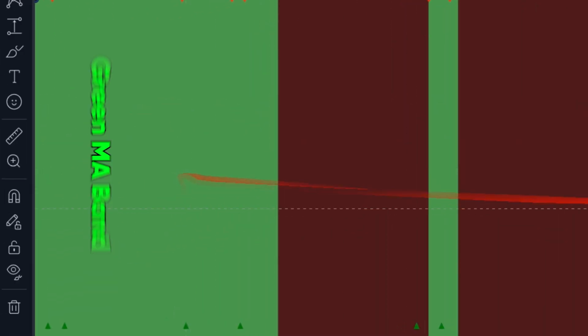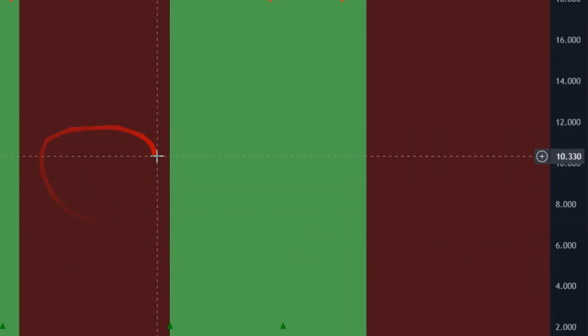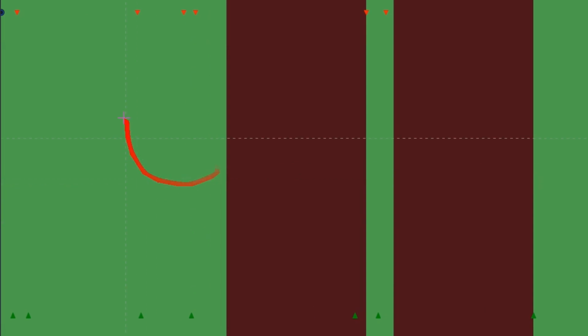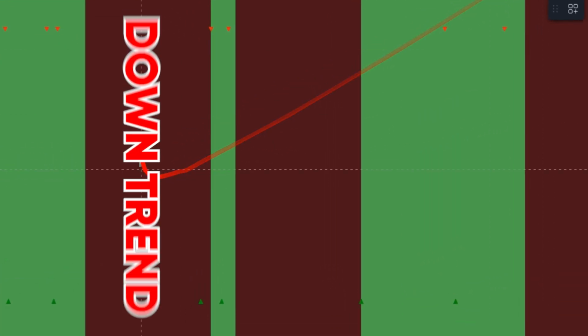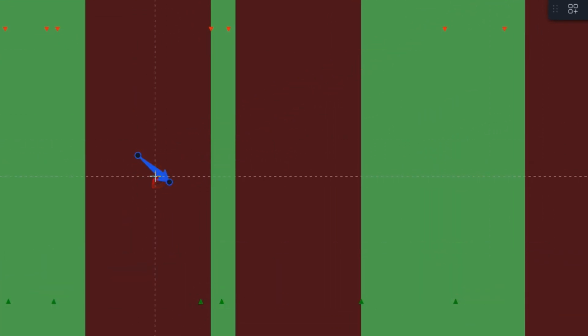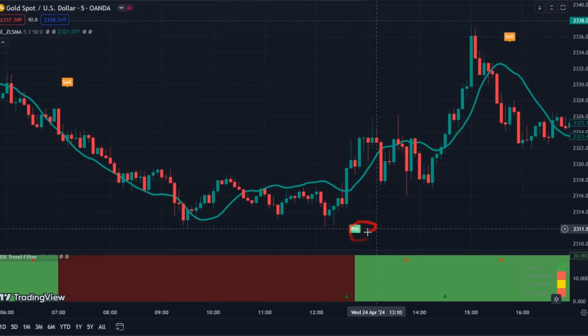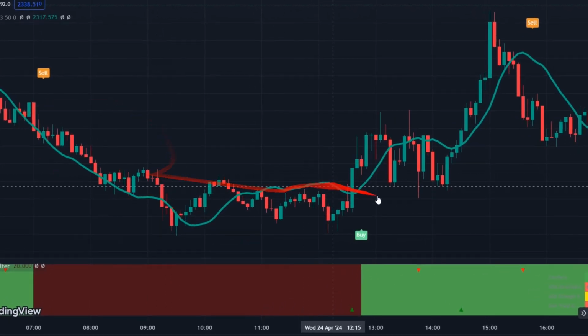Now you need to understand how this indicator works. In this indicator, we have two areas, green MA band and red MA band. When we have the green MA band, we know that the trend is upwards and we should look for buy positions. When we have the red MA band, we know that we are in a downtrend and should look for sell positions.